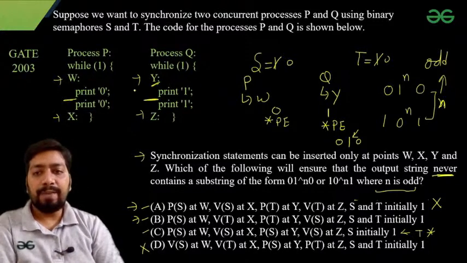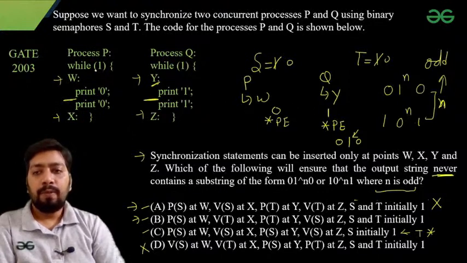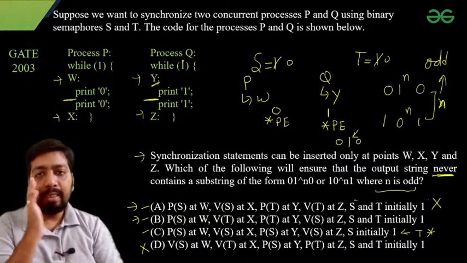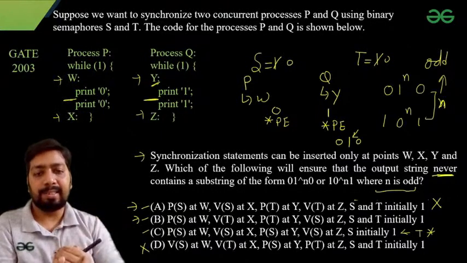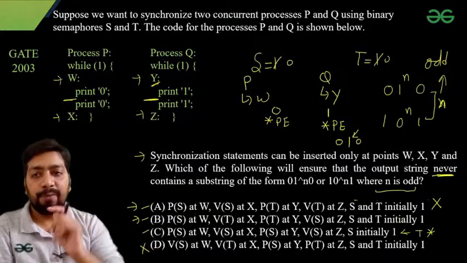Why? Because we have seen we can get 0 1 0 or 1 0 1 only when both semaphores are 1. Then only can both go inside their critical section. If the value of S is 1 and T is 1, both are 1, then only they can go inside their critical section. So what will happen if any one of them is 0, or only one of them is 1?